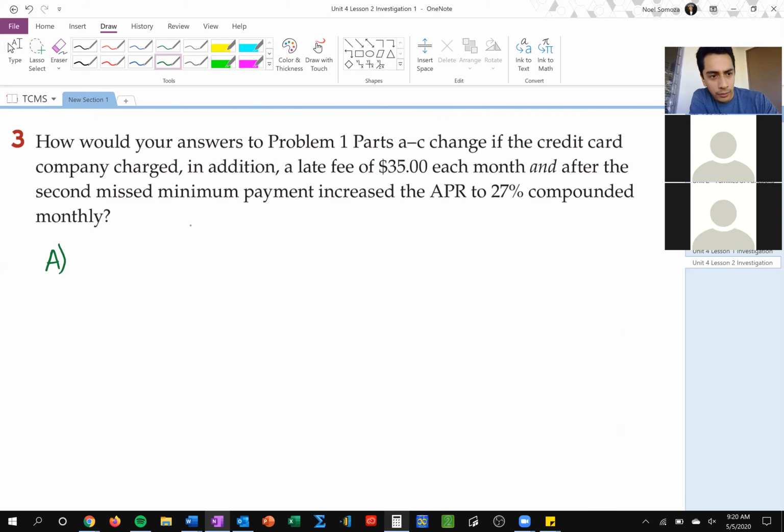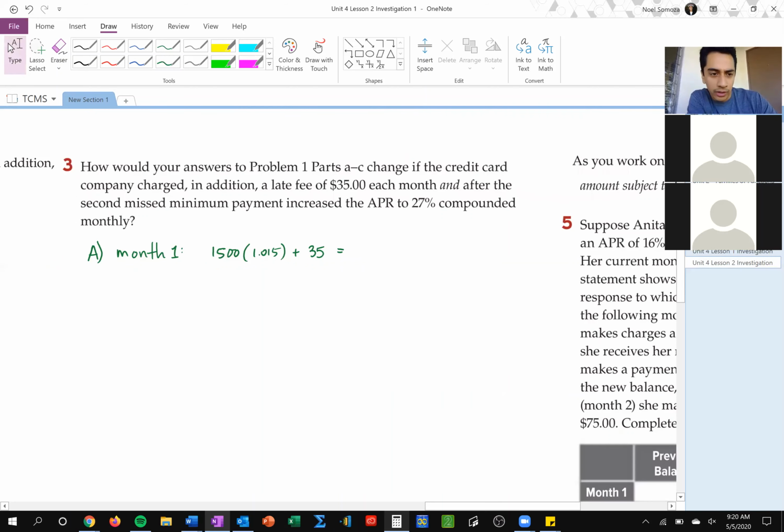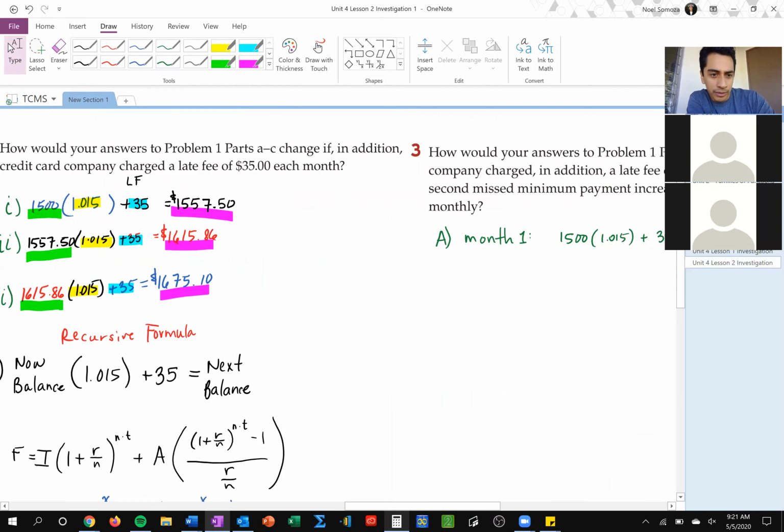Okay, so for month 1, okay, it's still just 1,500 times your APR, your monthly APR, plus the penalty here. Okay, so this should be exactly the same thing as what we got across over here on number 2, right? So that would be 1557 with 50 cents.